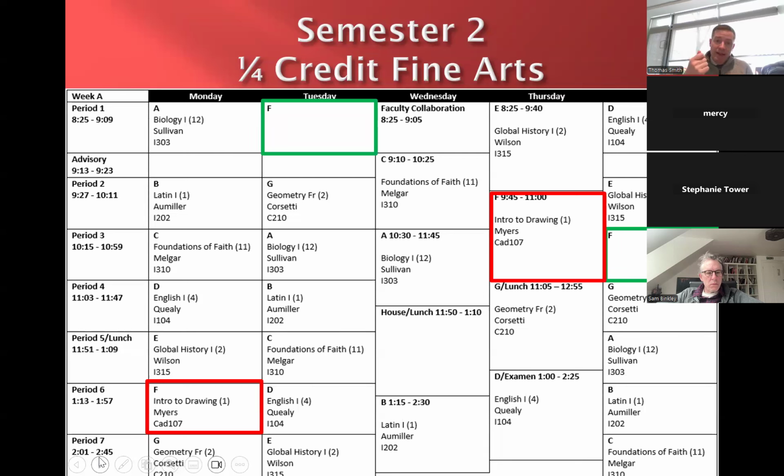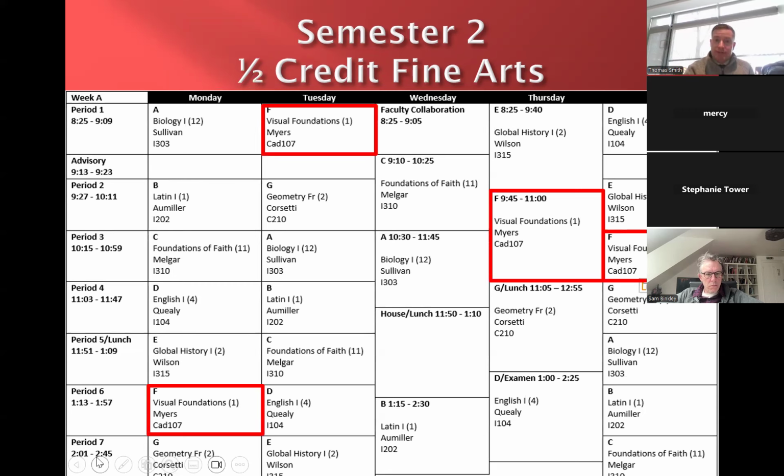So if he's taking a quarter credit class like this one, he won't have a free period on Monday and no free period on Thursday. He does have one on Tuesday and Friday, right? So for a quarter credit option, he still has a free period at some point during the week. But if he does a foundations class, like visual foundations in this example, this student here does not have a free period second semester because he's got the foundations class, which again is great. If he's passionate about visual art, that's a good thing for him to be doing.